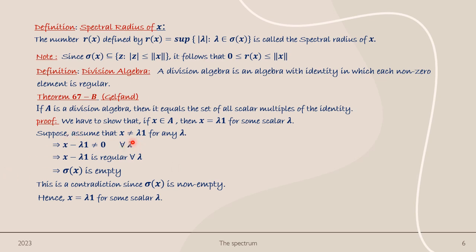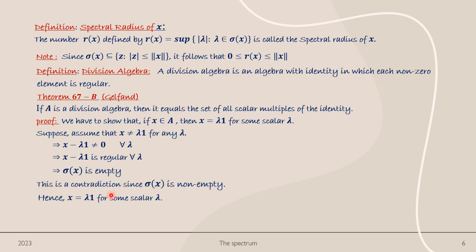Assume, on the contrary, that x is not equal to lambda 1 for any lambda. If x is not equal to lambda 1 for any lambda, it means x minus lambda 1 is not equal to 0 for any lambda, or x minus lambda 1 is regular. If it is 0 it is singular, not equal to 0 means it is regular. So x minus lambda 1 is regular for every lambda, which means sigma of x is empty.